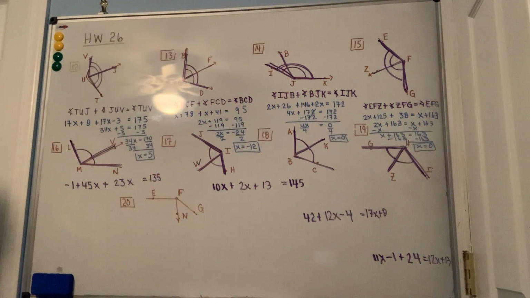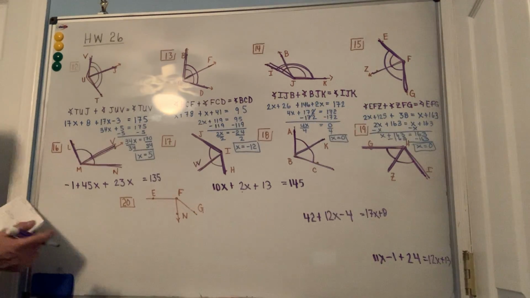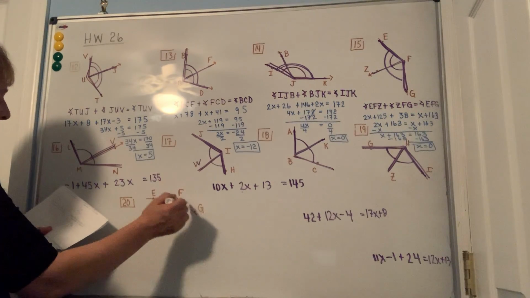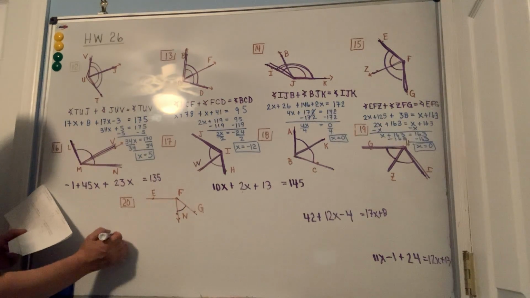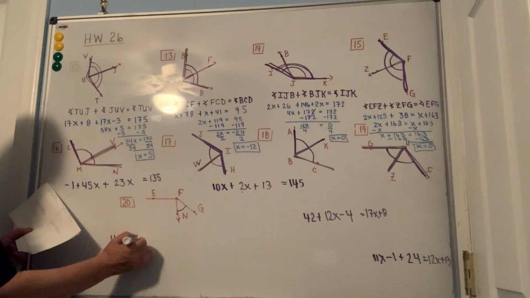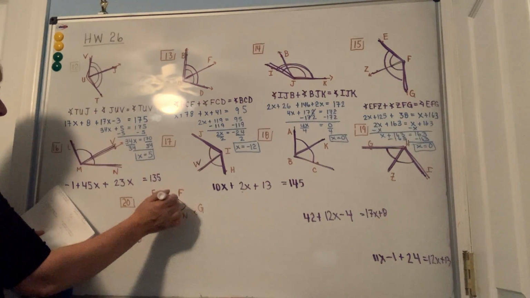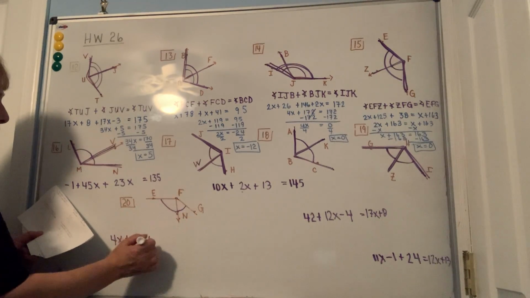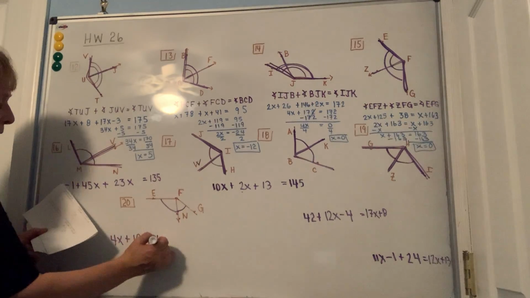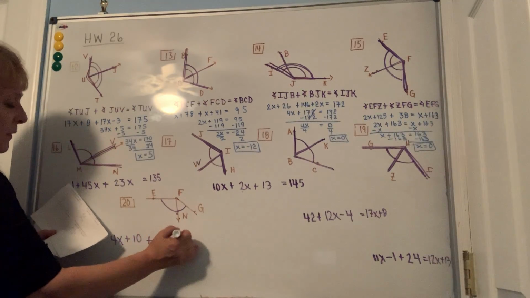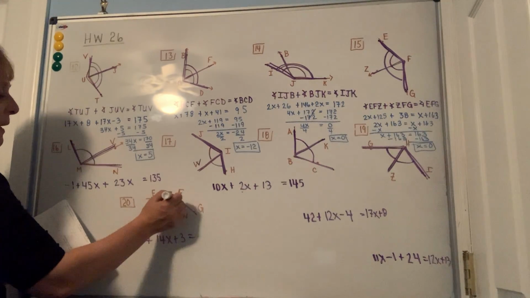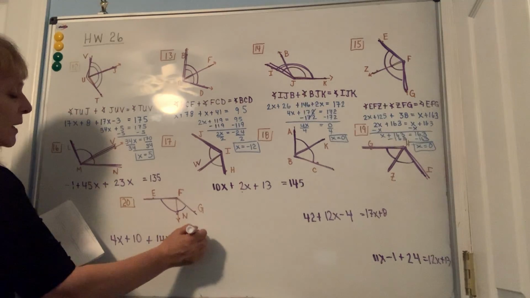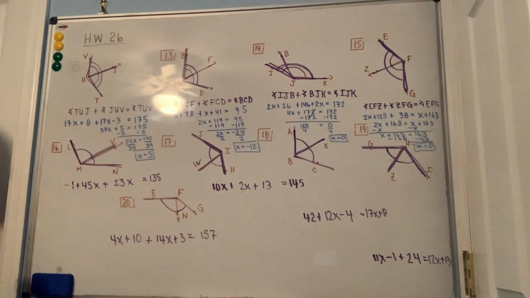Okay, and finally, the setup for number 20. Angle GFN, that's a small one, is 4x plus 10. NFE, that's a small one, so add it together, is 14x plus 3 equals GFE, that's the big one, 157. So that's the problem that you are going to solve for that one.